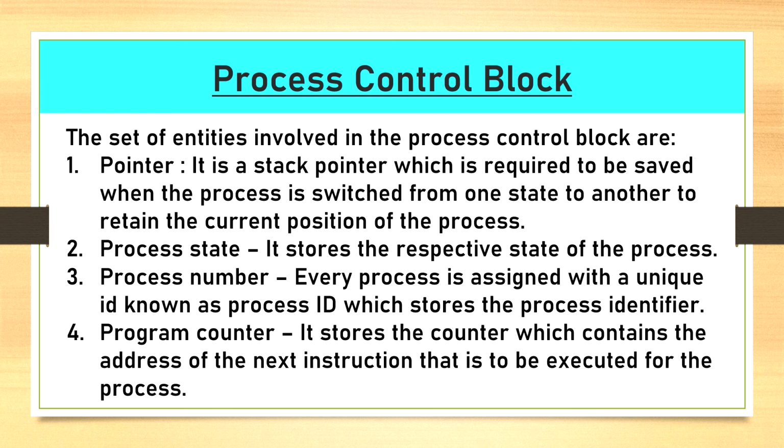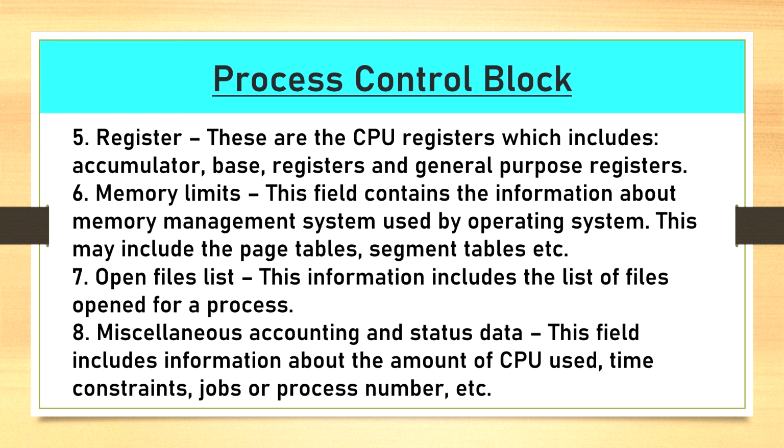which stores the process identifier. The program counter stores the counter which contains the address of the next instruction that is to be executed for the process. Register is a very fast computer memory. It is used to store data or instruction which is in execution. The memory limits are the field containing the information about memory management system used by the operating system. Finally, the open file list information includes the list of files opened for a process.